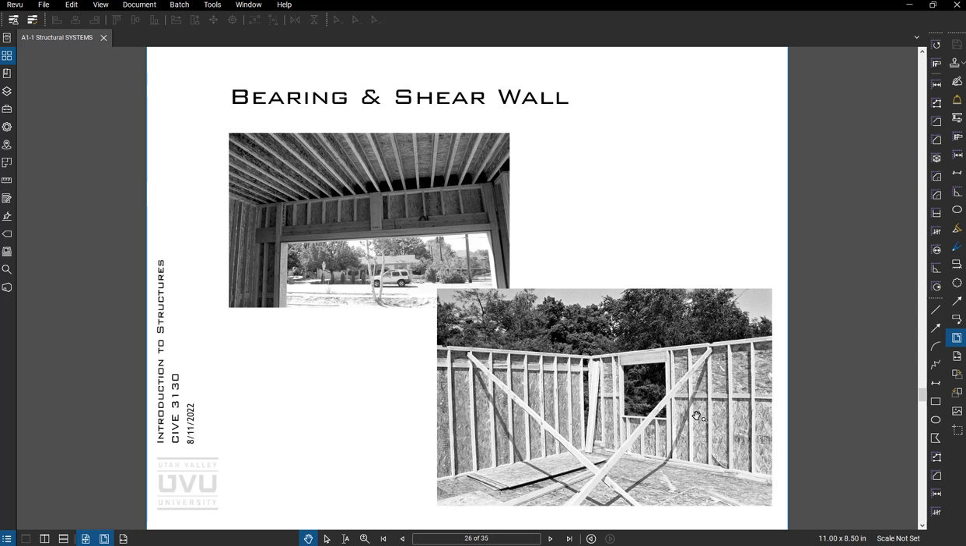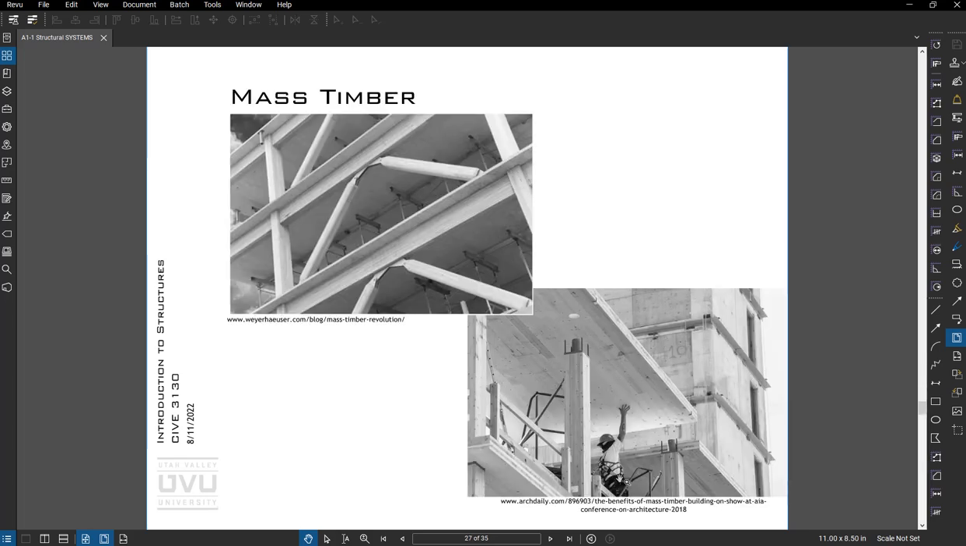Bearing and shear walls, this was taken just down the street from my house. Just a simple one-family dwelling going up. Here's a mass timber picture where you can see things are getting heavier. The beams are glulams. They're actually using braces out of wood. Here you can see they're flying in a floor panel, which is quite thick, and it's landing into some prefabricated connectors.